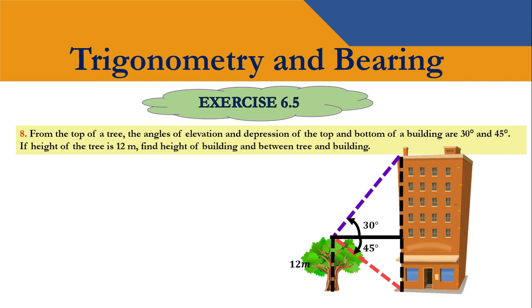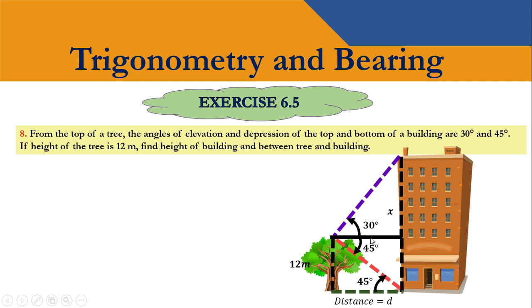So we have to find the distance between the tree and the building. We denoted that distance with d. And we also know that alternate angles for two parallel lines should be equal. So if this is 45 degrees, then this angle should also be equal to 45 degrees.